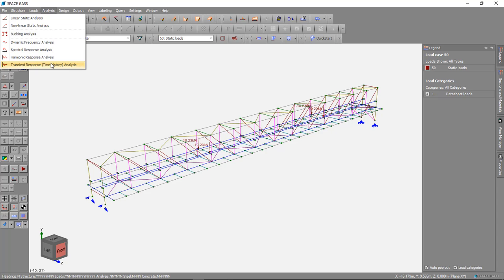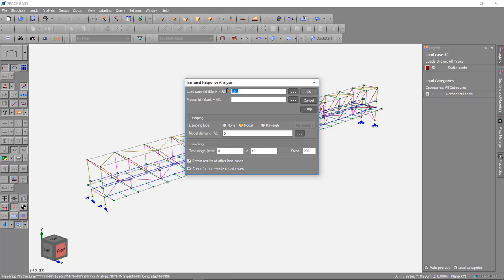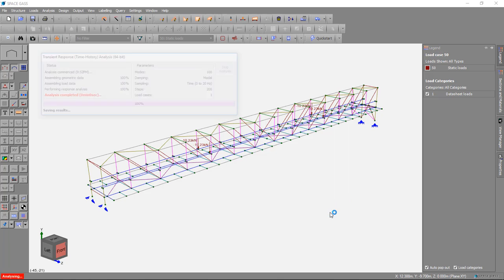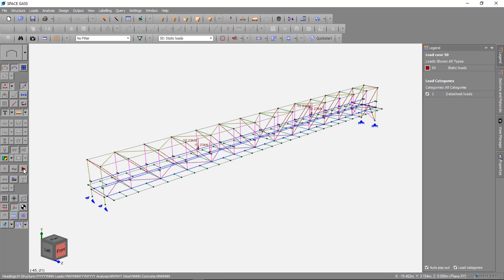So we'll run the analysis, and I'll just do it for load case 102 so that it's not wasting time with load case 101. And then have a look at the animation.